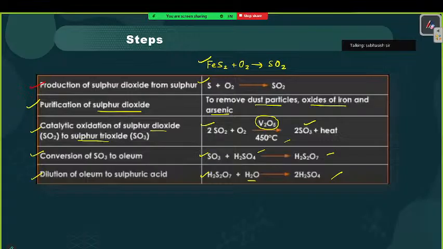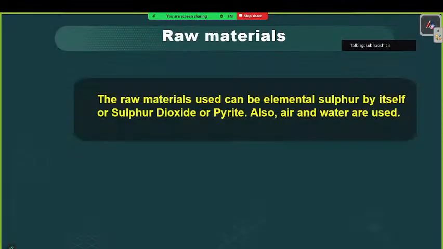Now the technical importance of each and every step is the most important part of this manufacturing process. Starting from the first important thing, that is the raw materials.